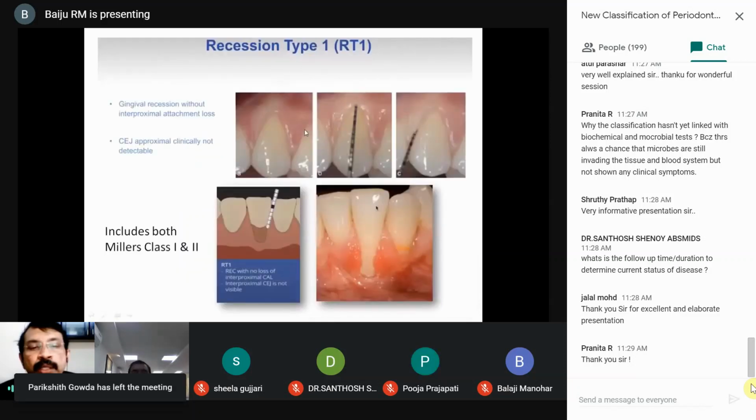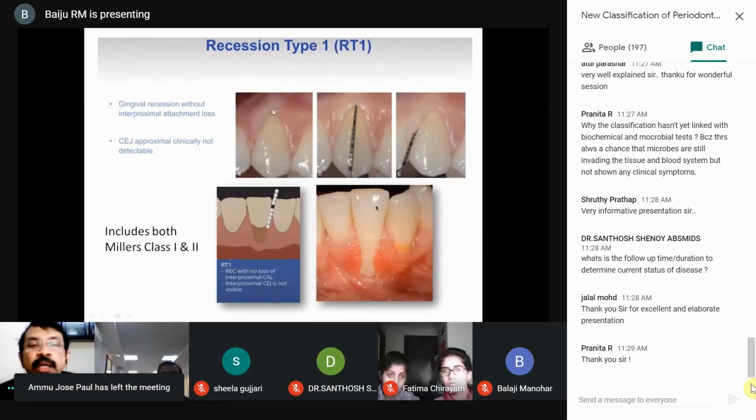What is recession type 1 or RT1 according to the new classification based on the Cairo paper? RT1 means you have gingival recession without interproximal attachment loss. That means you have attachment loss on the buccal side, but there is no involvement of the interproximal side. We are not considering whether the recession has extended to the mucogingival junction or not. That is why you can include both Miller's class 1 and class 2. That means there is buccal recession or even lingual recession, but without any associated interproximal CAL.